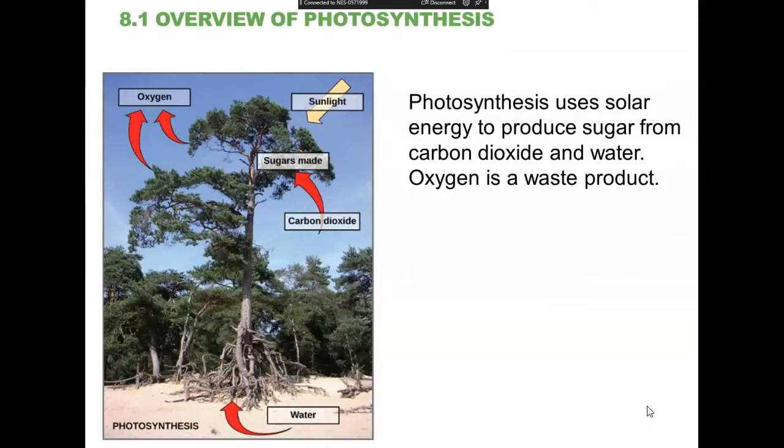So, at its simplest, photosynthesis is using sunlight as a power source to push the combination of carbon dioxide and part of water, the hydrogens of water, to form carbohydrates, and then oxygen is released as a waste product, not necessary in the photosynthetic pathway. It's a byproduct.